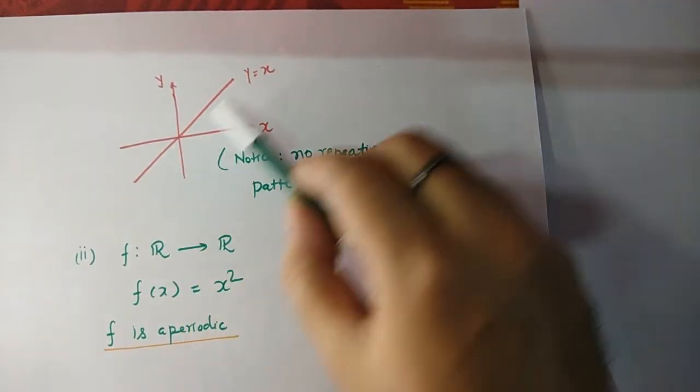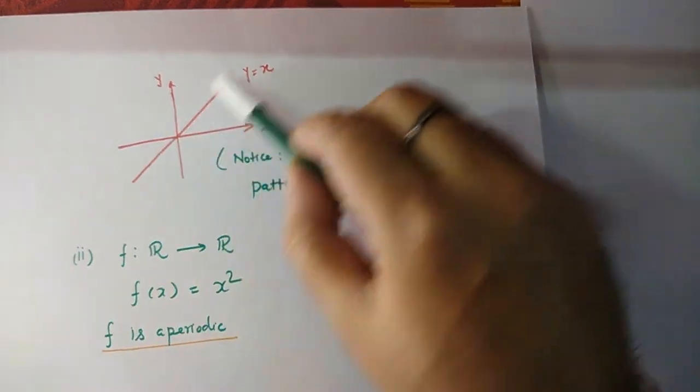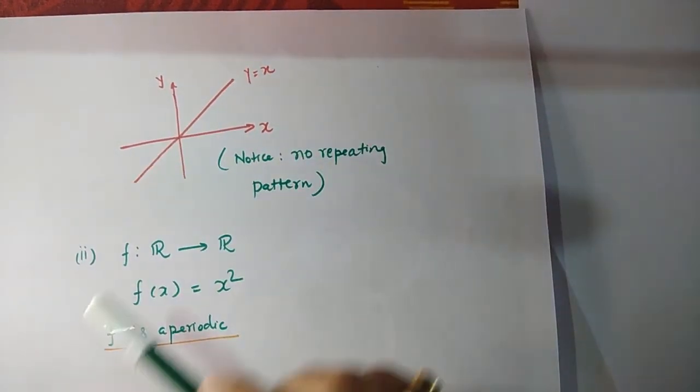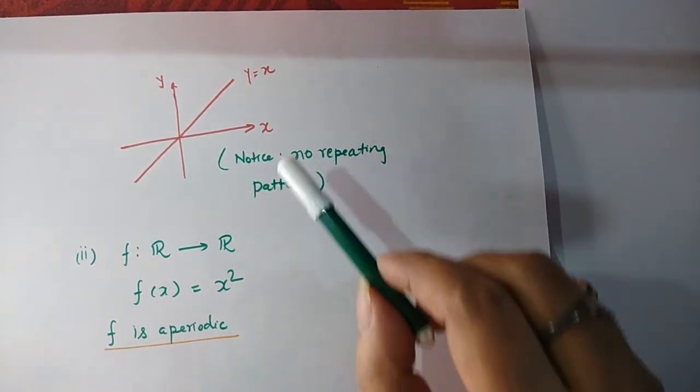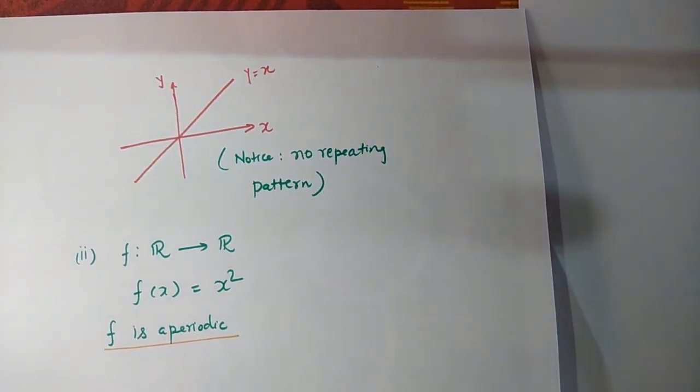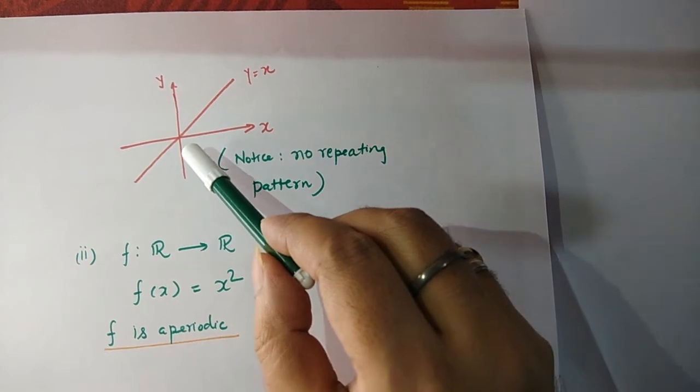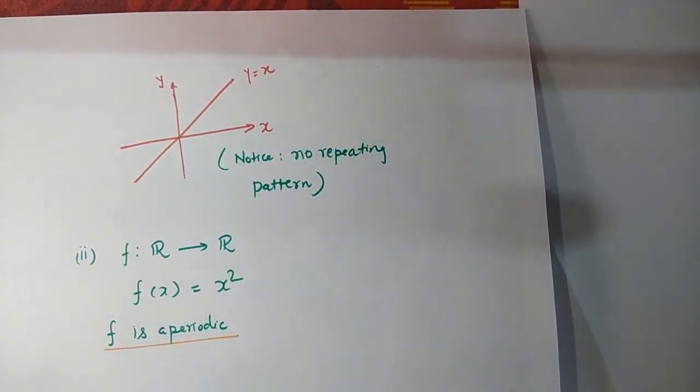If you look at the graph of the identity function, it is just a straight line passing through the origin, and clearly there are no repeating patterns after any time interval, say capital T. So this function, even graphically, you can conclude that it is not a periodic function.